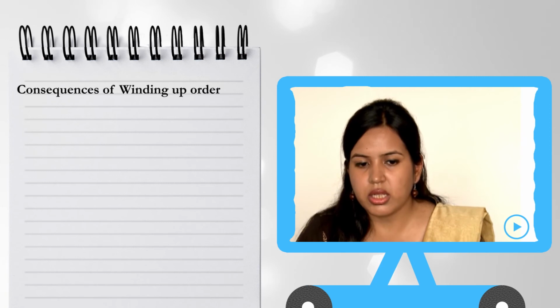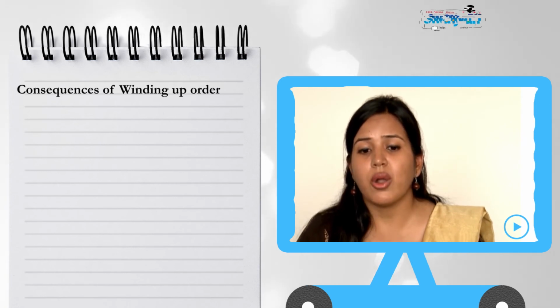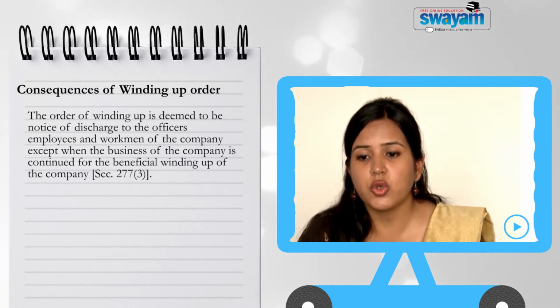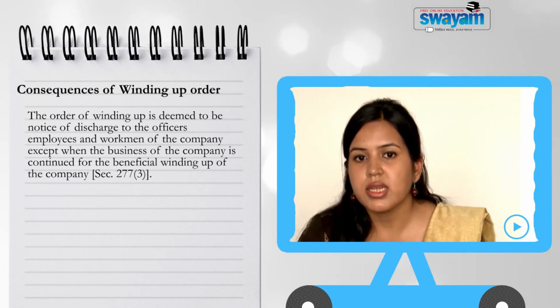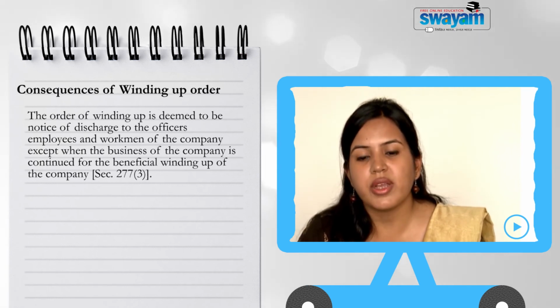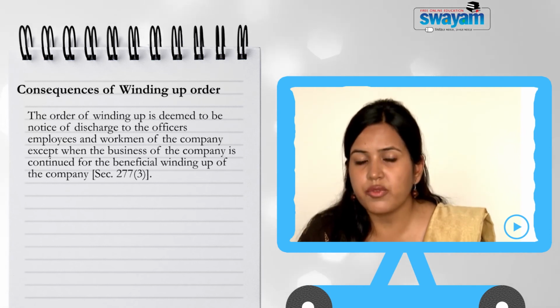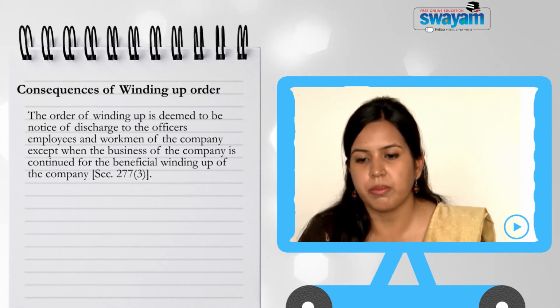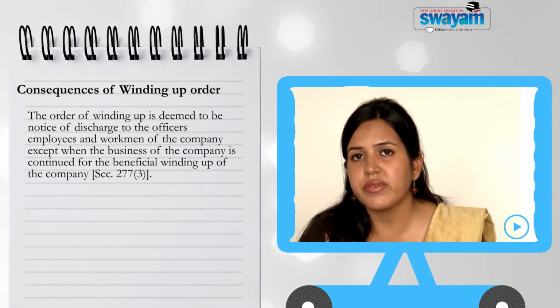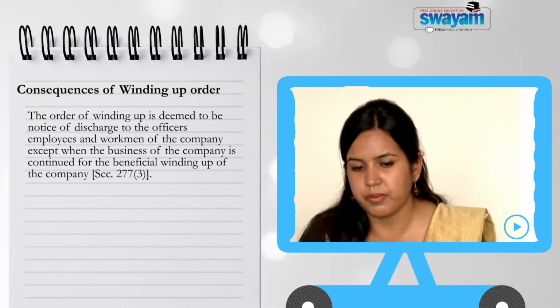The main consequences are that the order of winding up is deemed to be notice of discharge of the officers, employees and workmen of the company, except when the business of the company is continued for the beneficial winding up of the company. This is given in section 277 subsection 3 of the Act.